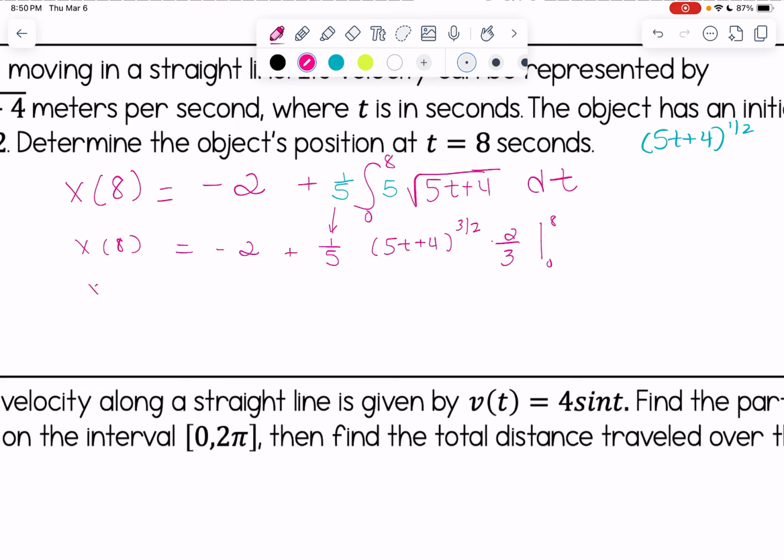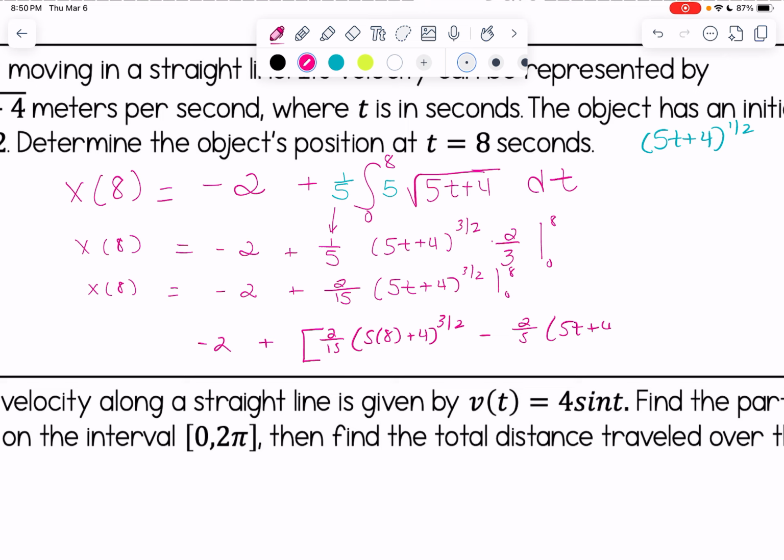All right, if we would like, we could clean this up a little bit before we actually evaluate. So this looks like I have 2/15, 5t plus 4 to the 3/2, and we're going to evaluate that from 0 to 8. And so now that I have this, I'm going to plug in my upper bound. This is, again, using the fundamental theorem of calculus. I'm going to plug in my lower bound. I'm actually going to change that t to a 0 here.